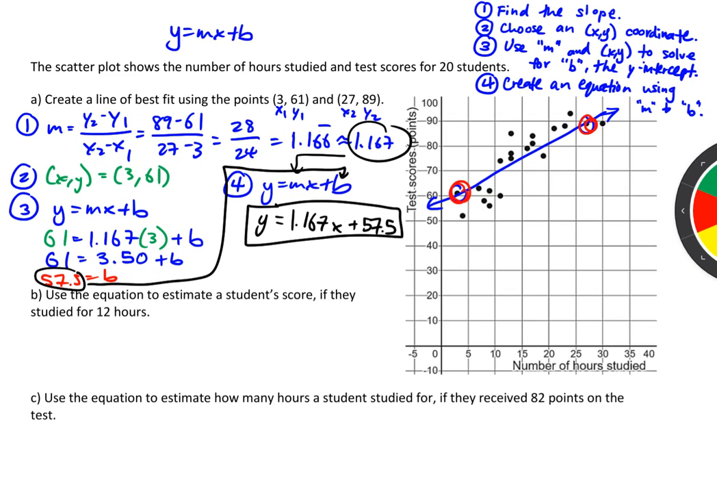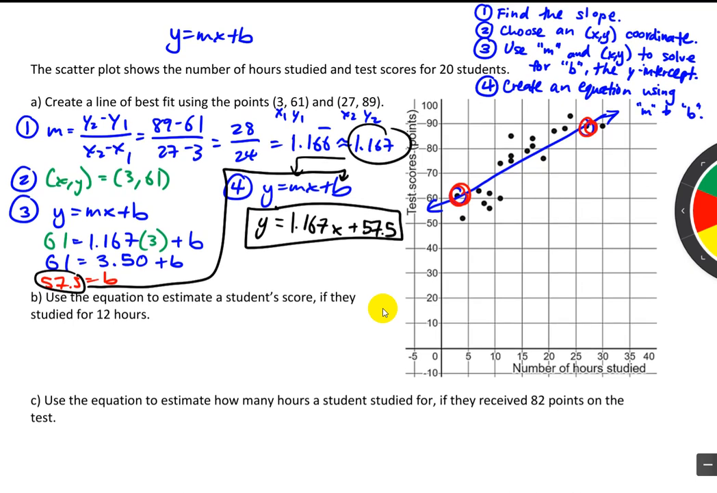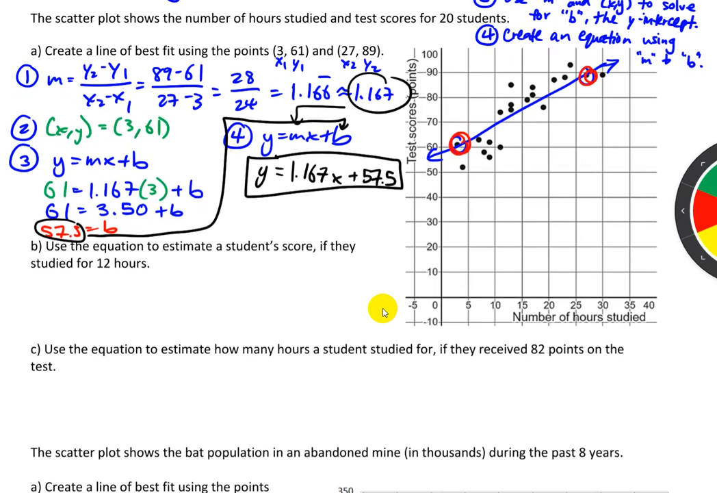Now let's go ahead and answer some of the rest of the questions. Next is letter B. It says use the equation to estimate the student's score if they studied for 12 hours.